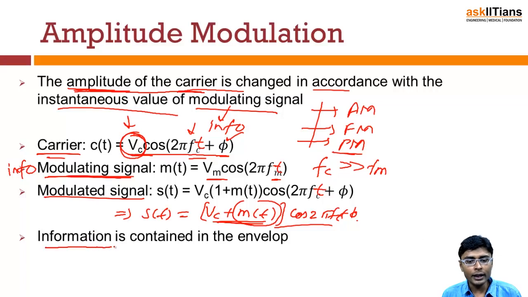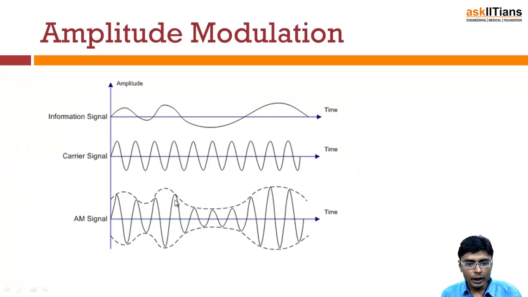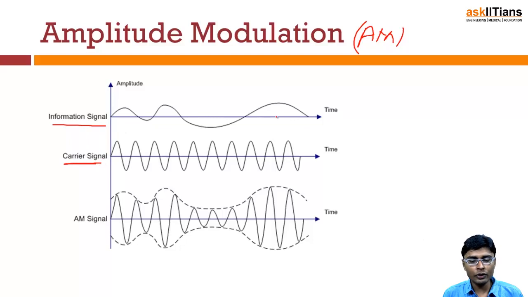So the information is contained in the envelope. Envelope basically means the amplitude. Let's see this figure. This will give you more understanding about amplitude modulation, also called AM in short. Basically we have three signals. One is the information signal or modulating signal. This is the carrier signal having a fixed frequency. You can clearly see here the frequency of the carrier is much greater than the frequency of our modulating or information signal.